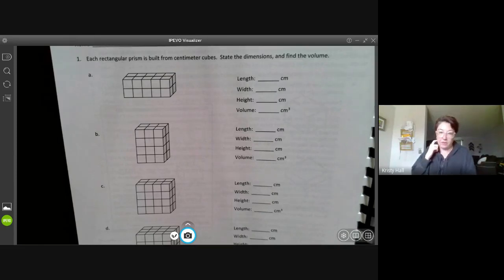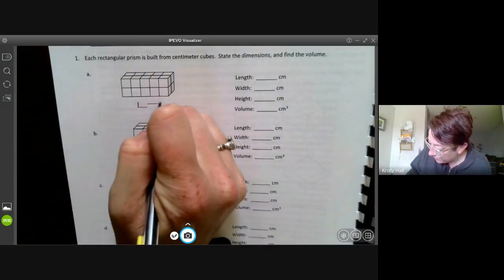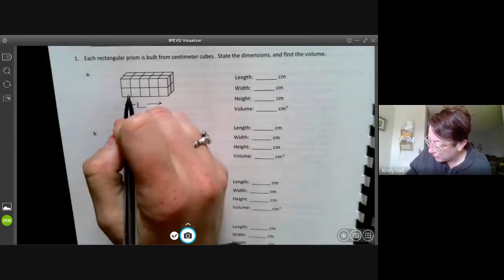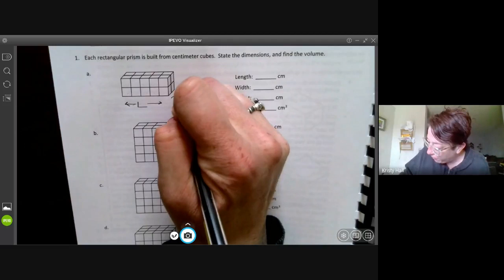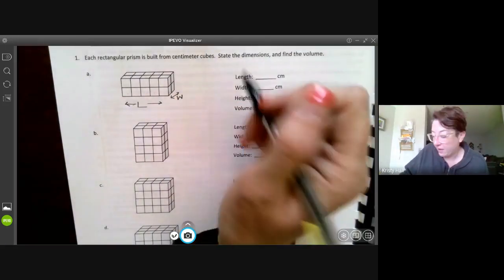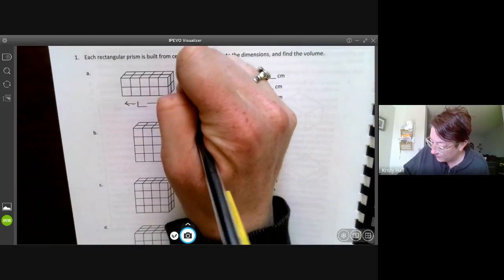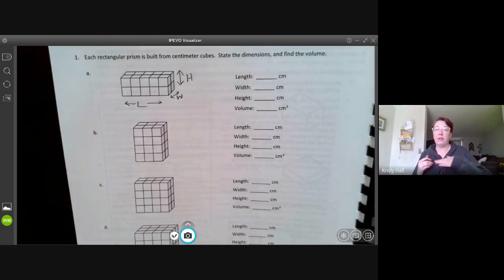They've drawn the blocks for us, and they want us to count how long, how wide, and how high each figure is. So for length, we're going to count across the front. How long is it? For width, we're going to count how wide it is. So basically, how many layers go front to back. And then height is how tall it is. So how many layers are there if we go top to bottom?